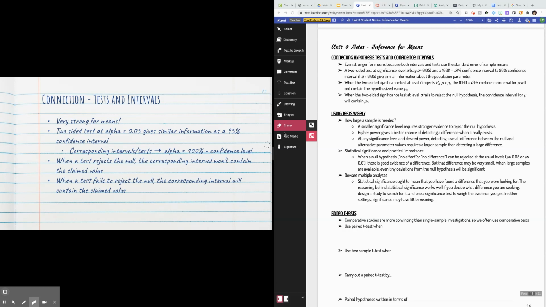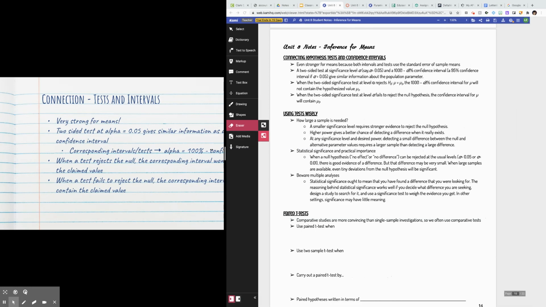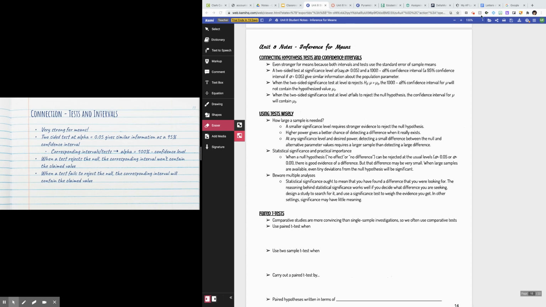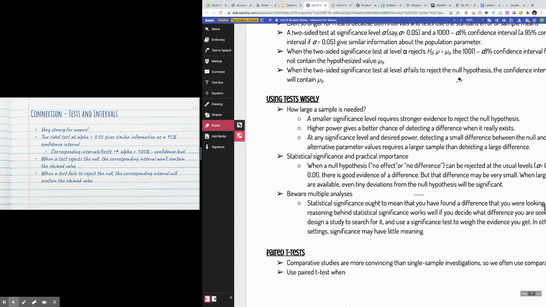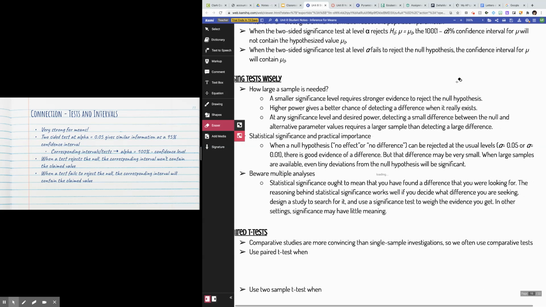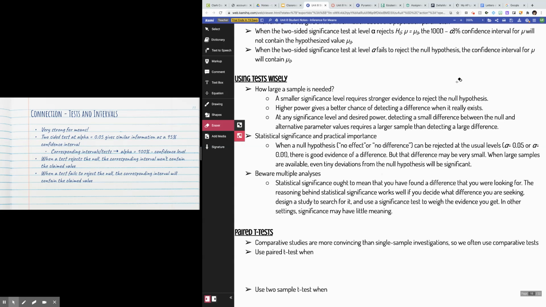Now, a couple other quick things about using tests wisely. Let me clear this off, and I'm going to make the actual notes page a little larger on your screen here. Okay, there are a couple of things that we want to note and keep track of.